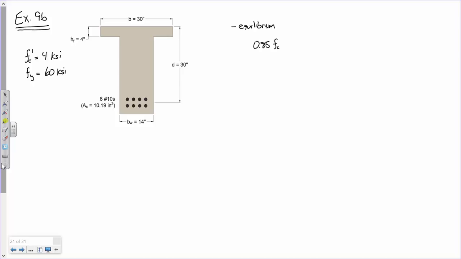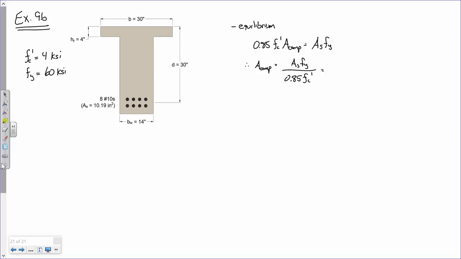0.85 f'c times the area in compression, well, however big the stress block is, has got to equal Fy times As. So we then said that the area in compression, just solving, has got to be, well, that's going to bug me because we usually say AsFy. So it is AsFy divided by 0.85 f'c. So plug and chug.